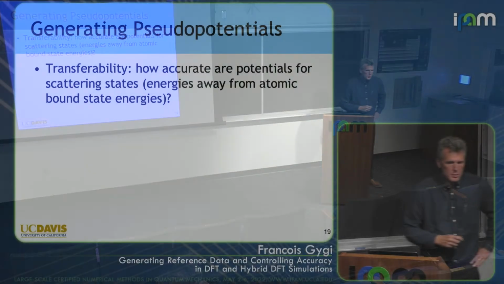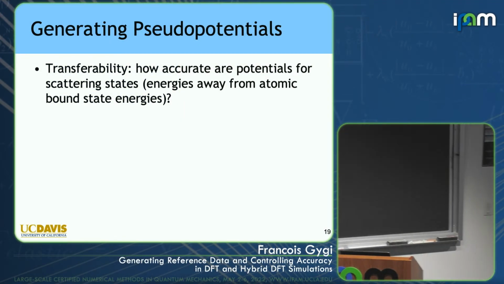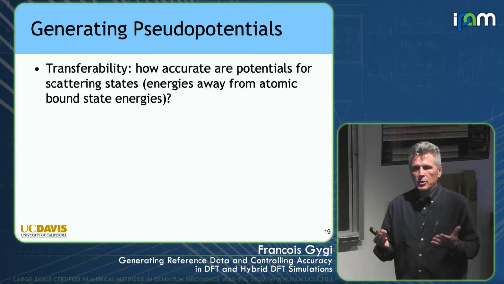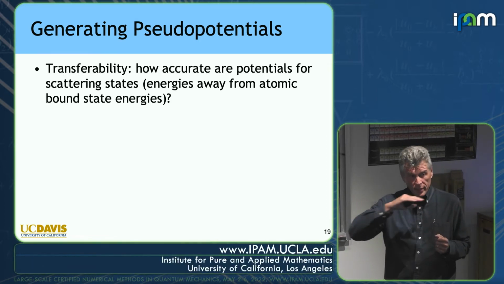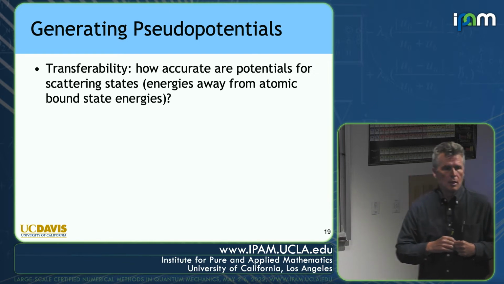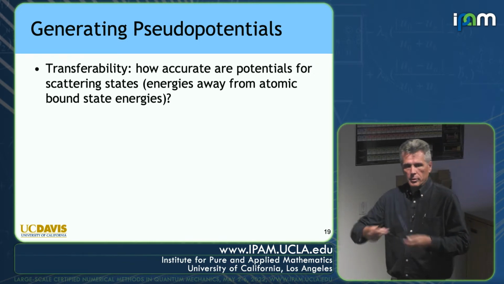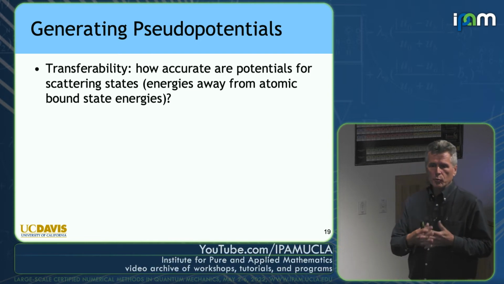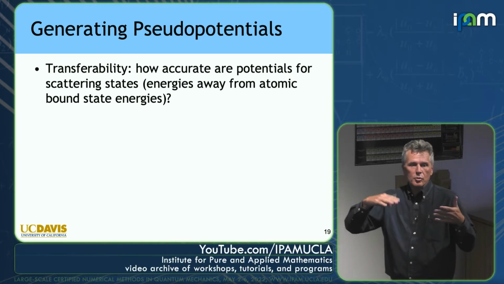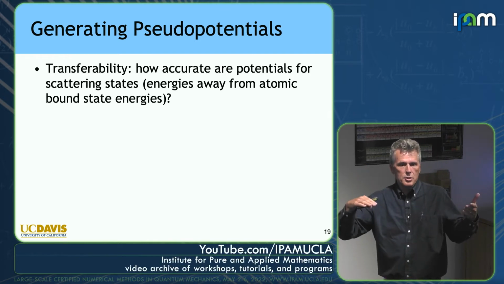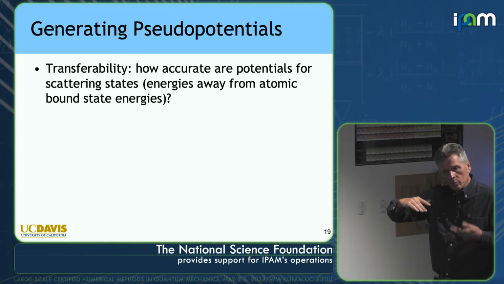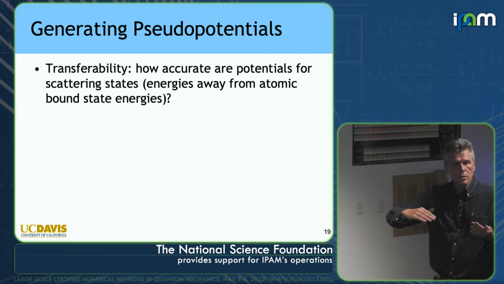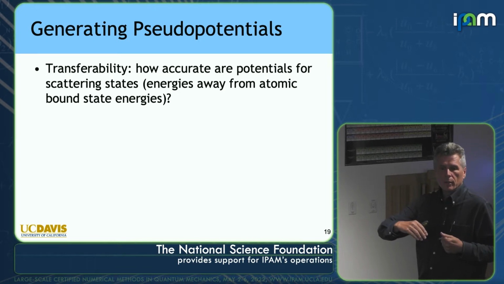And finally, there's another type of transferability that you want to worry about. When you generate a pseudopotential for an all-electron atom, you're basically reproducing what happens at the energies of the bound states. When you go to another environment, like a solid, some of your wave functions will correspond to a different energy. They're not the energies of the bound states. So one question is, how good is your pseudopotential when you start to go away from these bound state energies? And can you say something about that?